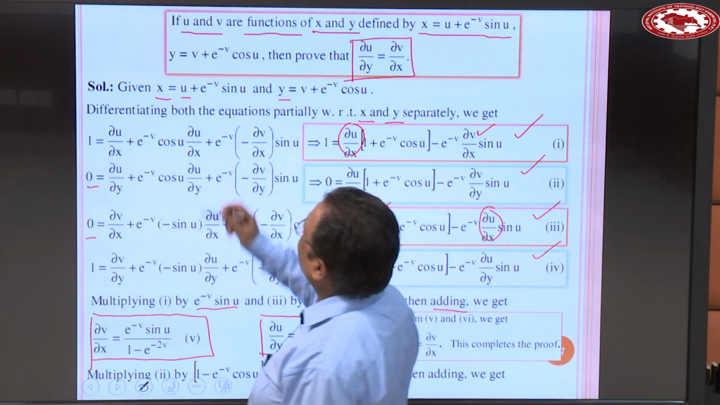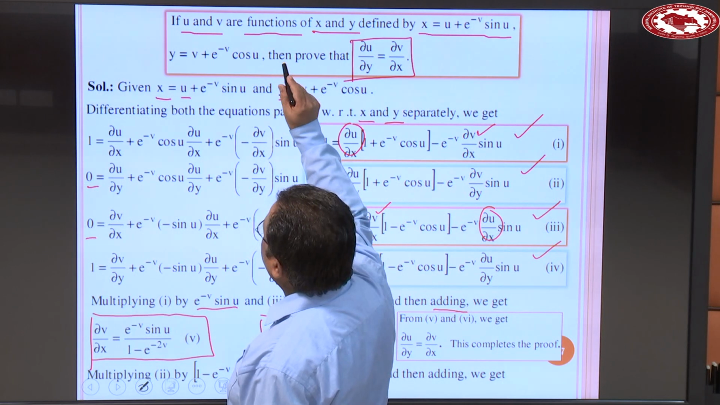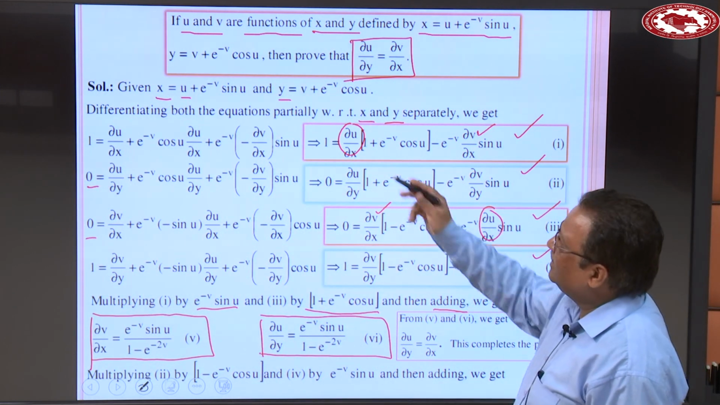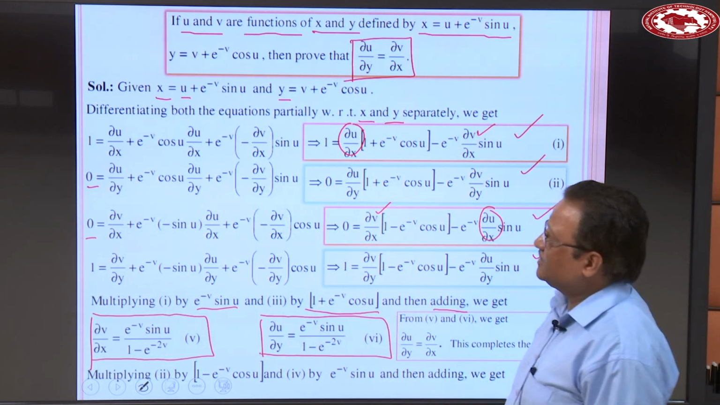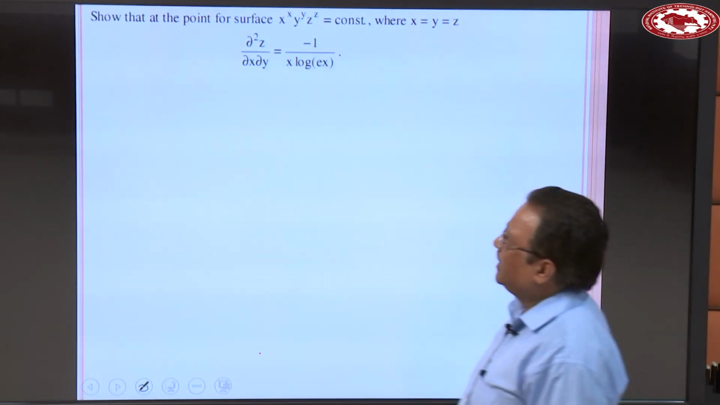So, here the important point is u and v are functions of x and y. This statement is given, and all these variables are related with these two expressions. Clear? One more question, last question.